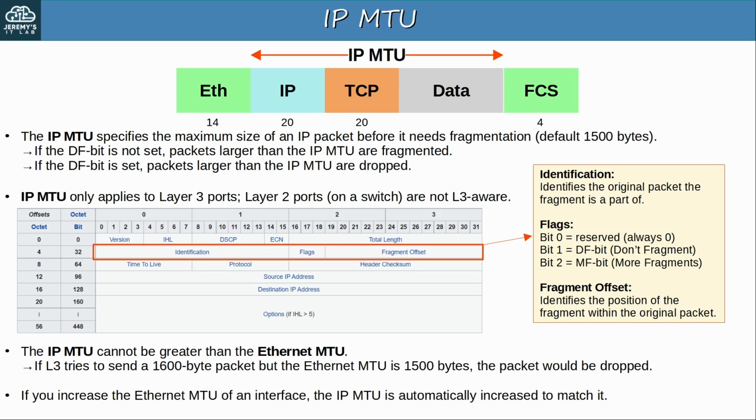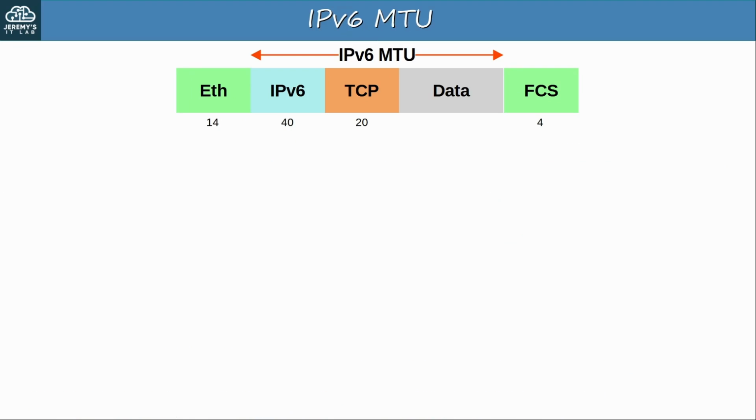So, when explaining the Ethernet MTU, I set R1 and R2's Ethernet MTUs to 1600. And as I'll show you next, their IP MTUs were also automatically increased to 1600. Now, you can manually configure the IP MTU to be lower than the Ethernet MTU, but usually they will be the same. We won't be focusing on IPv6 in this video, but let me briefly mention the IPv6 MTU.